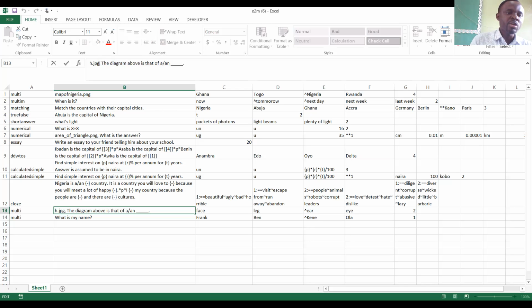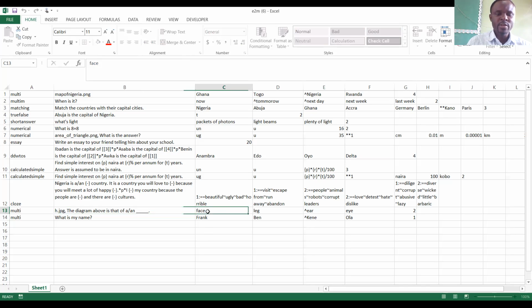Separate the image from the rest of the question using a comma. So guys, please look at it here. There is a comma in between the image and the rest of the question. So let's take note of that, okay? So what are the options? Face, leg, ear, eye, and just one correct answer here, ear.